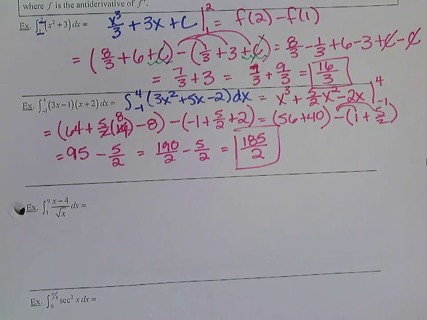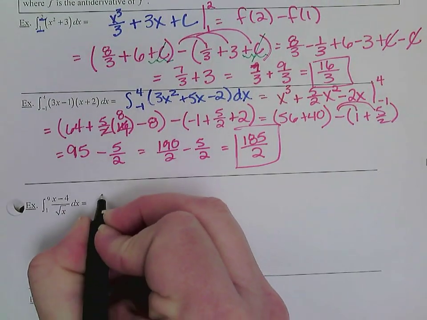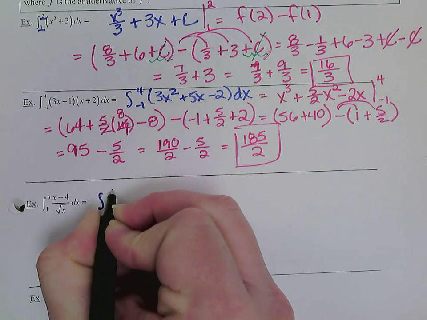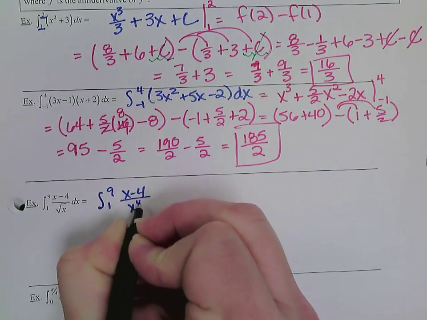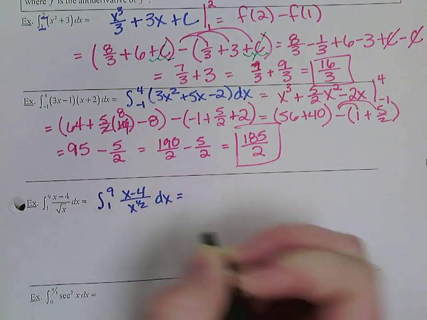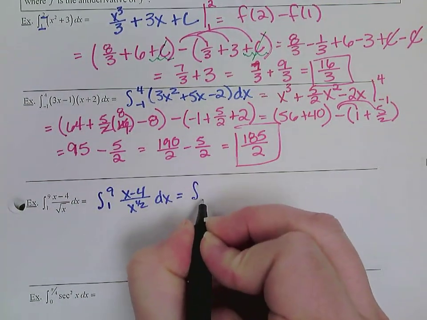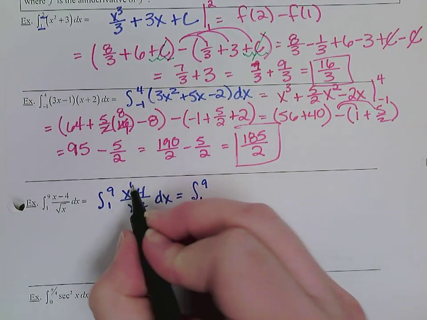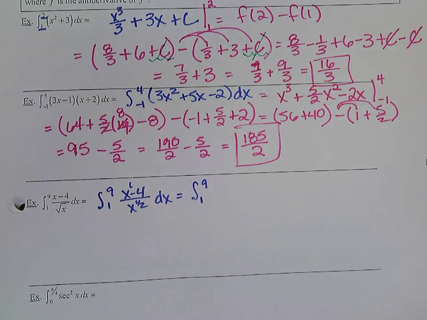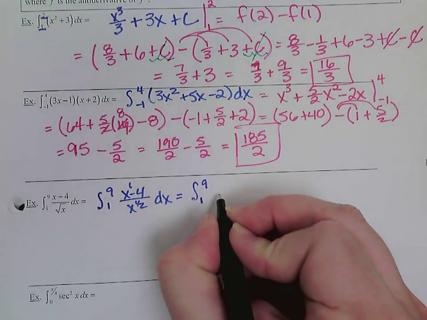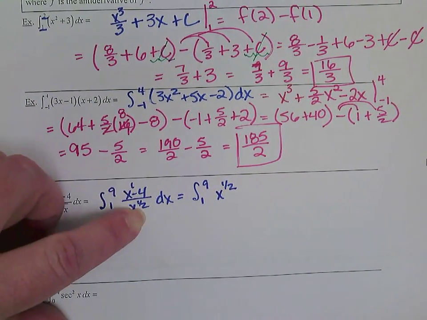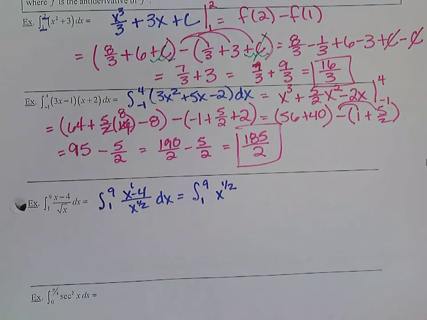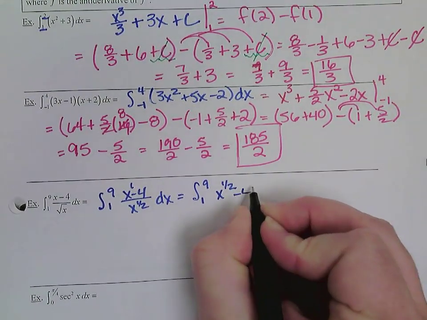So let's rewrite it. We have x minus 4 over x to the 1/2. And if I split that up, that's x to the first. So x to the first divided by x to the half is x to the 1/2. Remember that when we divide, we subtract the exponents. So 1 minus a half is a half. Do you guys need to see some work for that? Okay.